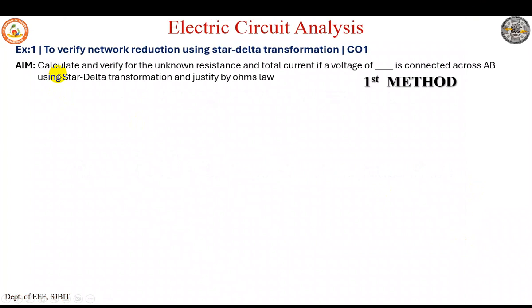Now in the given experiment, they say to calculate and verify the unknown resistance and total current if some voltage is applied across it using star to delta or delta to star transformation, and also justify by Ohm's law. So let us solve this by two methods. The first method, let us see.